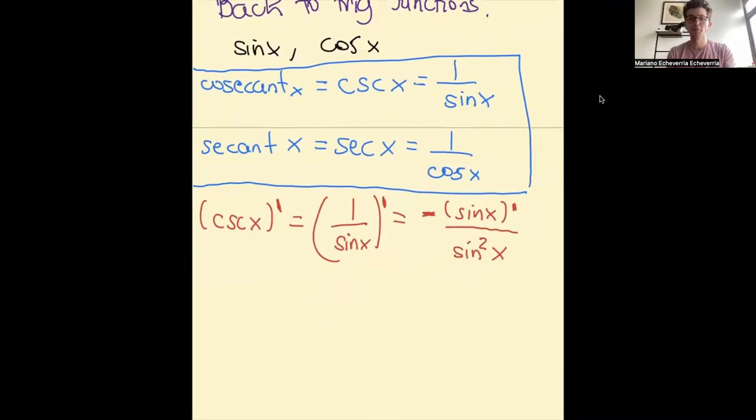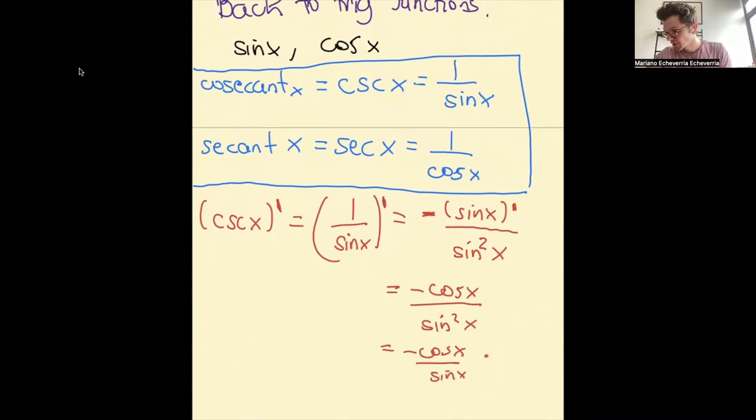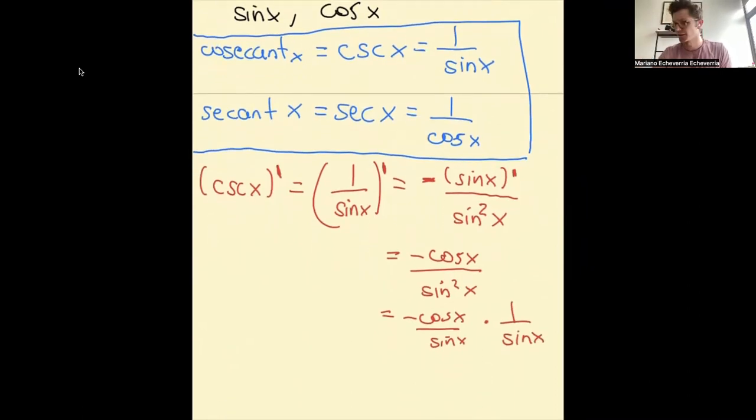But then what was the derivative of sine of x? It was cosine, right? So you get minus cosine of x divided by sine squared of x. And that's the answer. That's actually the answer for the derivative. It's just that it is common to rewrite it in a different way. You can rewrite this as minus cosine of x over sine of x times 1 over sine of x. At this point, we are just playing with how it's being written. We already have the answer.